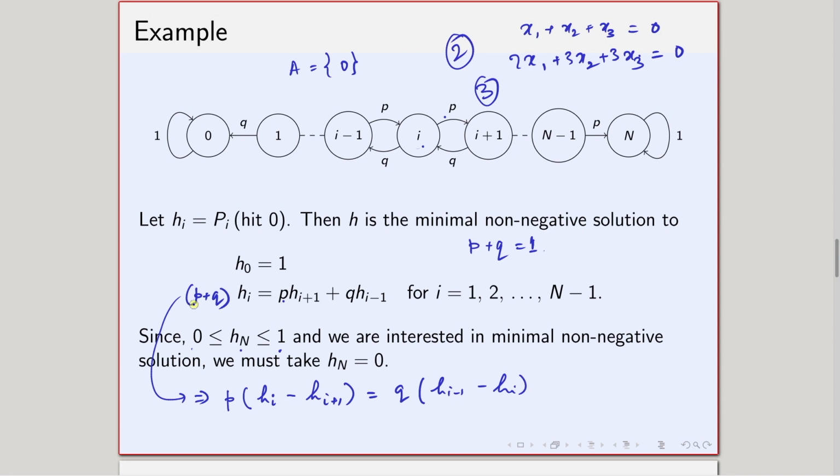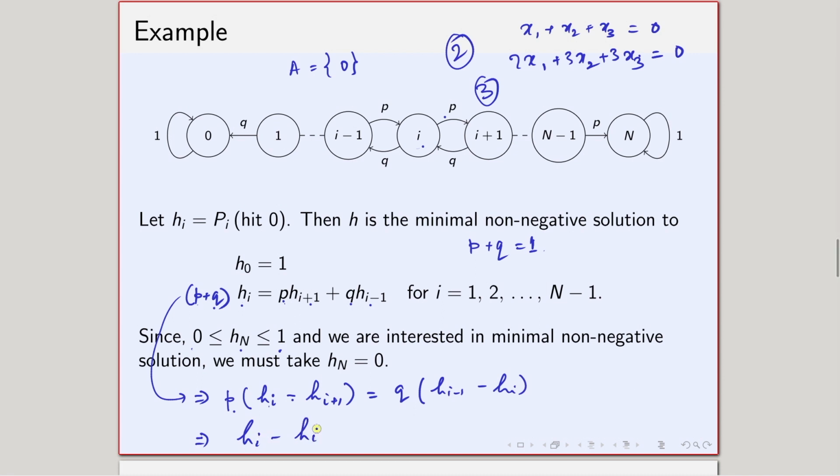So what I have done: P times Hi I keep on this side, and P times Hi plus 1 I take to the other side, so I have minus P times Hi plus 1. In a similar manner, I keep Q Hi minus 1 on this side, and Q into Hi I take to the other side, which gives me minus Q Hi. So I get this particular equation, and this kind of equation is generally called a difference equation.